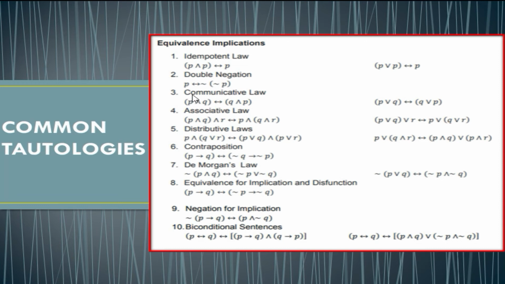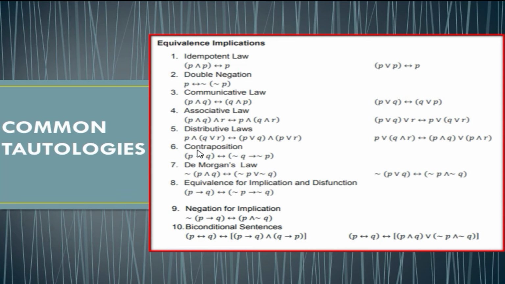The third one is commutative law. We have P and Q if and only if Q and P. That means P or Q if and only if Q or P. So the two are just the same. The fourth one is associative law. We have P and Q and R if and only if P and Q and R. Or P or Q or R if and only if P or Q or R.